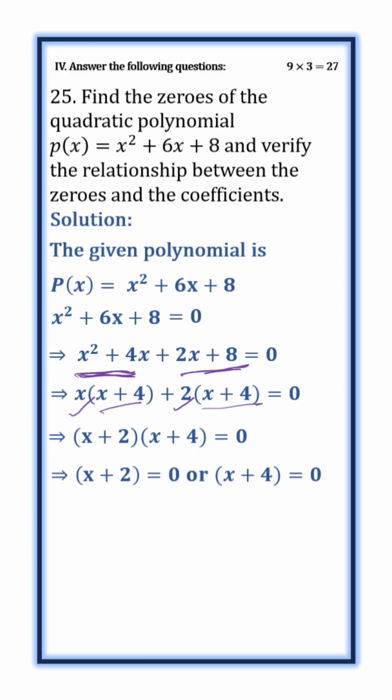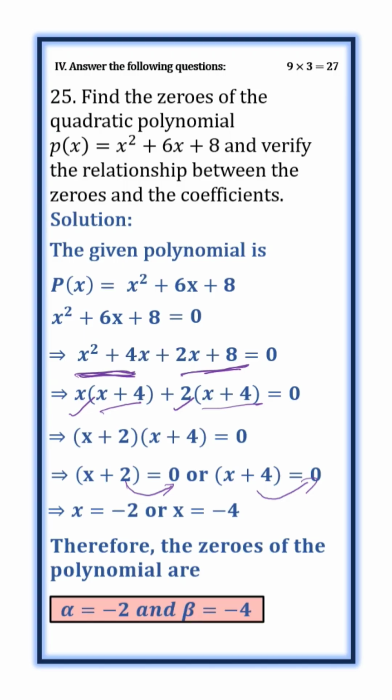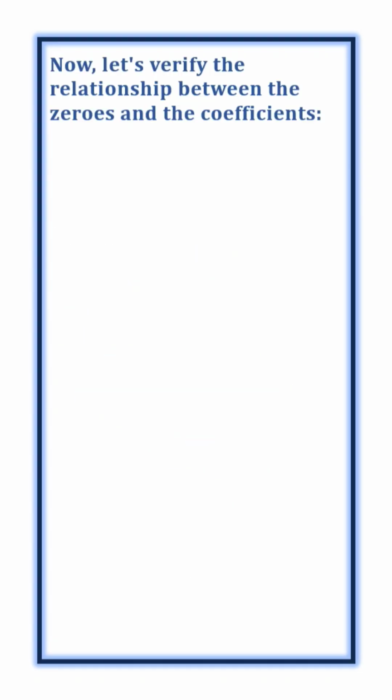So x plus 2 is equal to 0 or x plus 4 is equal to 0. It means x is equal to negative of 2, transposing here, or x is equal to negative of 4. So now we have 2 zeros. They are negative of 2 and negative of 4. Therefore the zeros of the polynomial, let them be alpha and beta. Alpha is equal to negative of 2 and beta is equal to negative of 4. Now let us come to the second part.